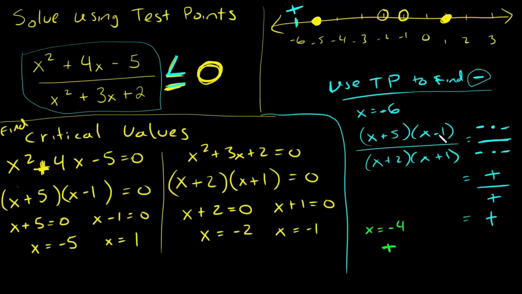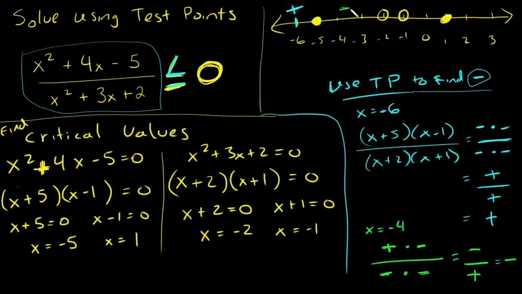X minus 1 when x is negative 4 will be a negative number, right? Because it'll be negative 4 minus 1, which is negative 5. Negative 4 plus 2 is a negative number. And negative 4 plus 1 is also a negative number, right? Negative 4 plus 1 would be negative 3. So in the numerator, I have a positive times a negative, which is a negative. And in the denominator, negative times a negative, which is a positive. Now, negative divided by positive will be a negative number.